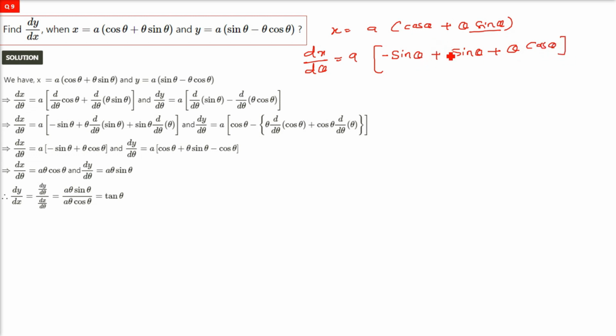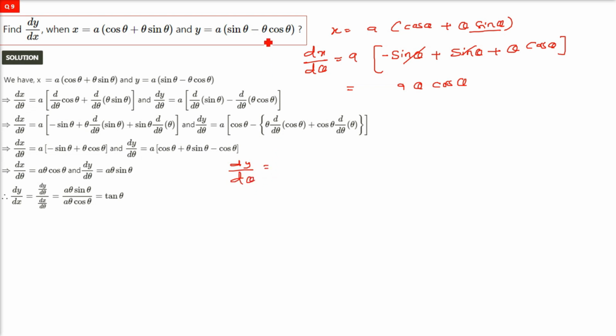Now sine theta and negative sine theta, you can cancel them out. So only a theta cos theta will remain. So this is dx by d theta, and dx by d theta is nothing but a theta cos theta.